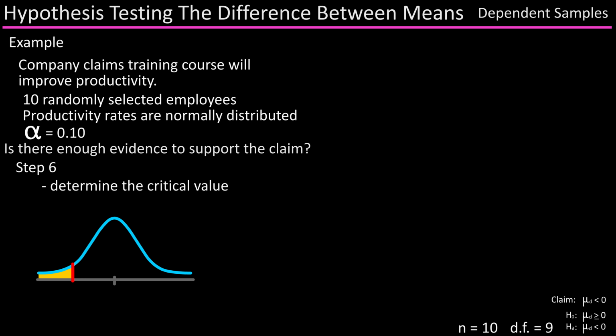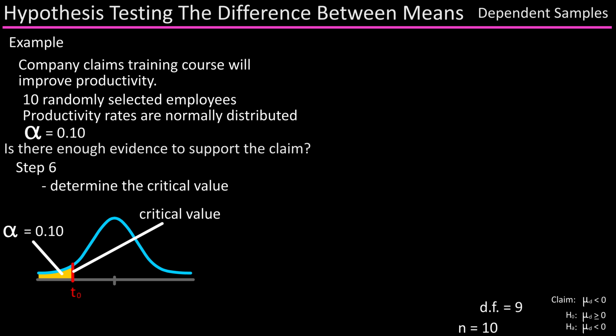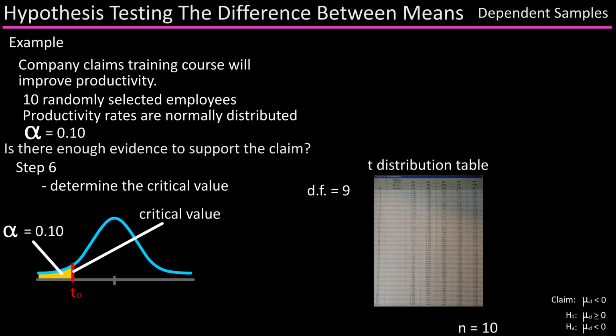Step 6 is to determine the critical value. Graphically, this looks like this, with our critical value, t0, here, and this shaded area in the left tail being the rejection region. Since the level of significance is alpha equals 0.10, and this is a left-tailed test, the rejection region will equal alpha, 0.10. And in the t-distribution table, the value that corresponds to an area of 0.10 to the left and 9 degrees of freedom is negative 1.383. And that is our critical value.